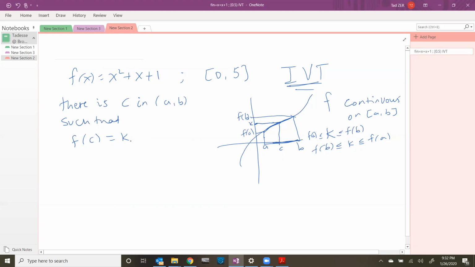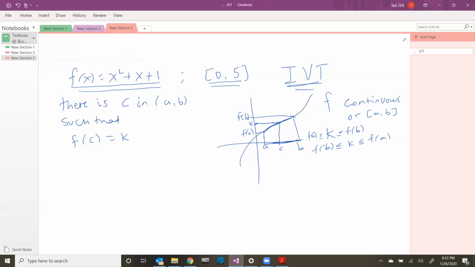Now, let's see this example. You are given f of x to be x squared plus x plus 1. So the first question is, is this function continuous on the interval 0, 5? The answer is yes, because it is a polynomial function. Polynomial functions are continuous on the entire real line. In particular, it's continuous on 0, 5.